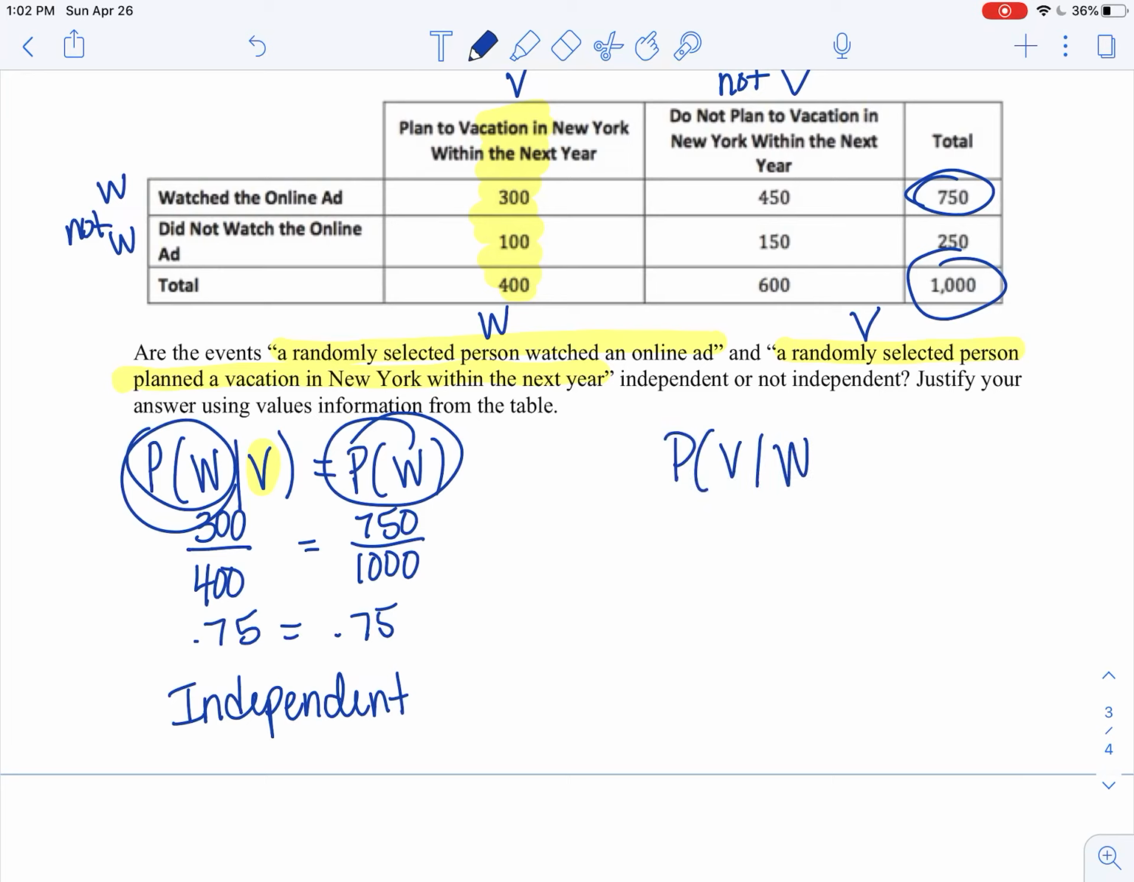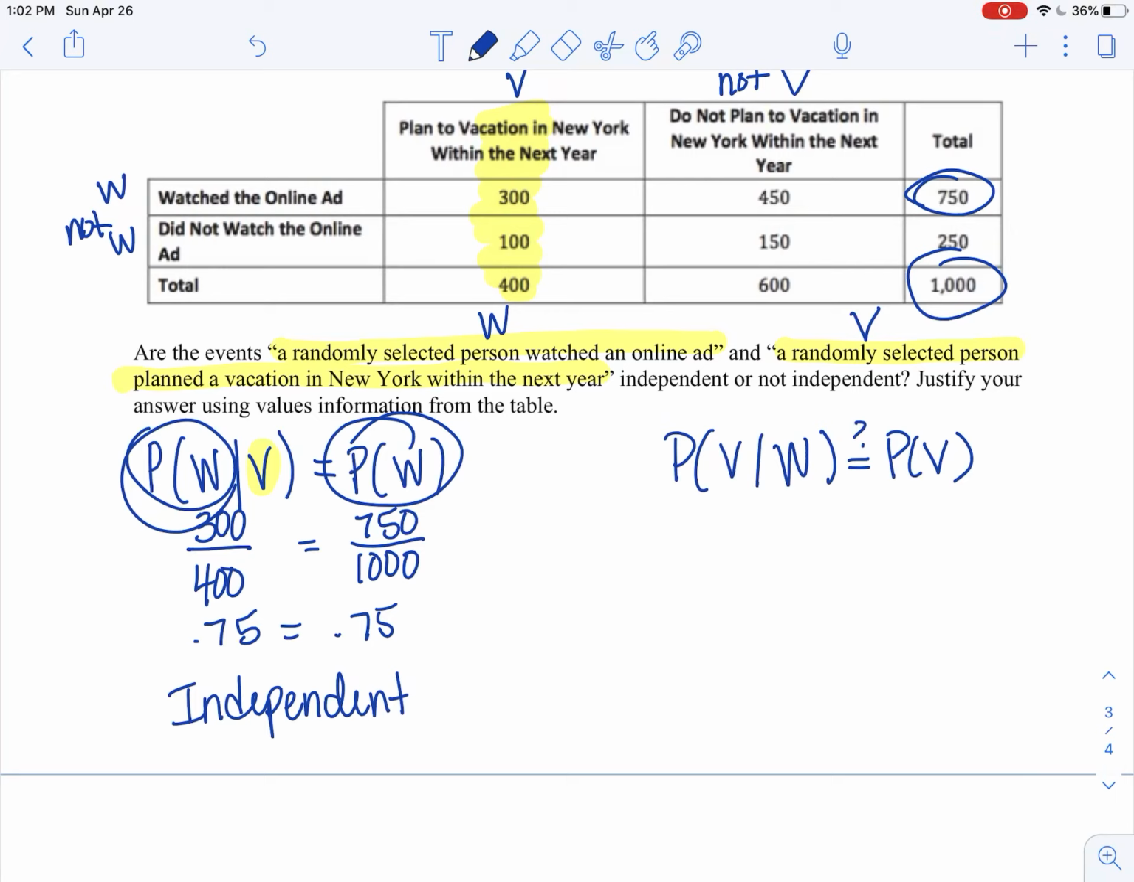I do want to point out, you could have also done V given W and checked that against the probability of V by itself. Again, you would see that those would still come out to be equal, so you would still get independent. You don't have to do both, but I'm just showing you that you could do it in different ways and get the same outcome.